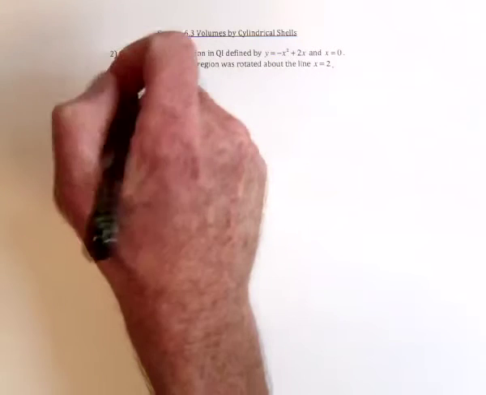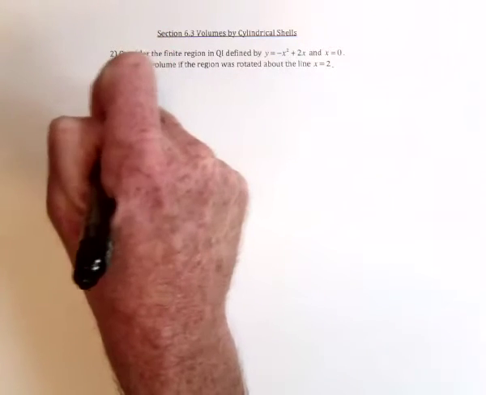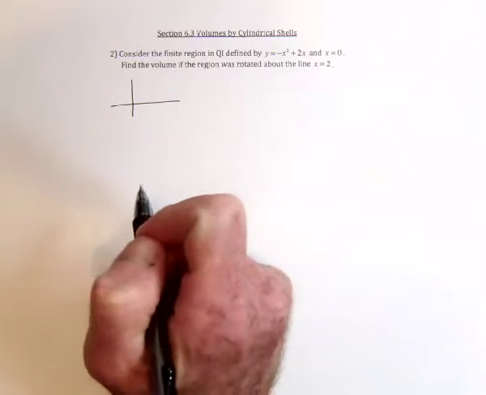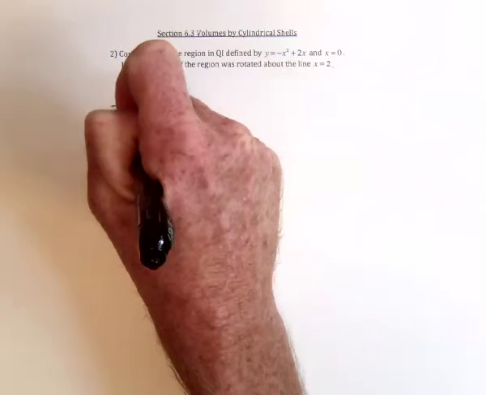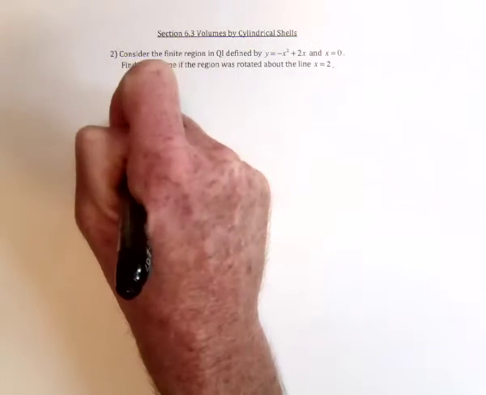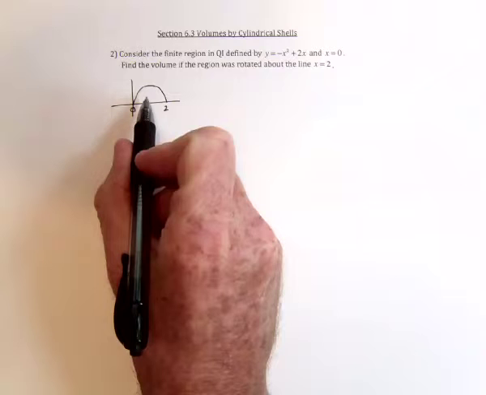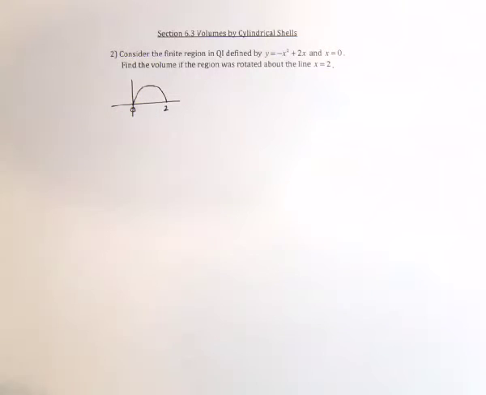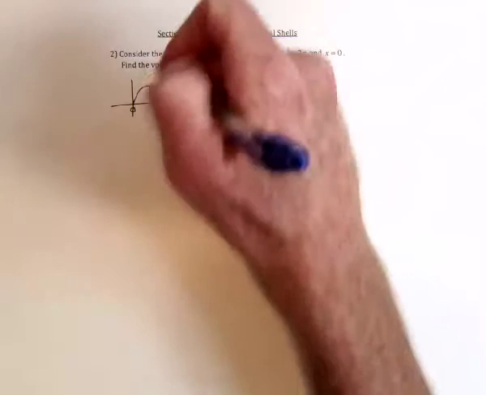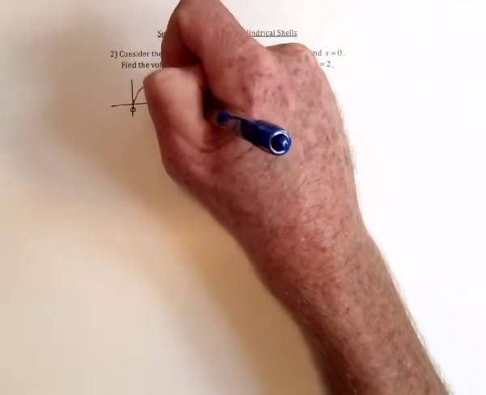The graph of this setup is actually the same as about 2 problems ago. It's a parabola that looks like this. It's crossing the x-axis at 0 and 2, and so this is the region that we're going to rotate. But this time it's rotated about a vertical line, x equals 2.